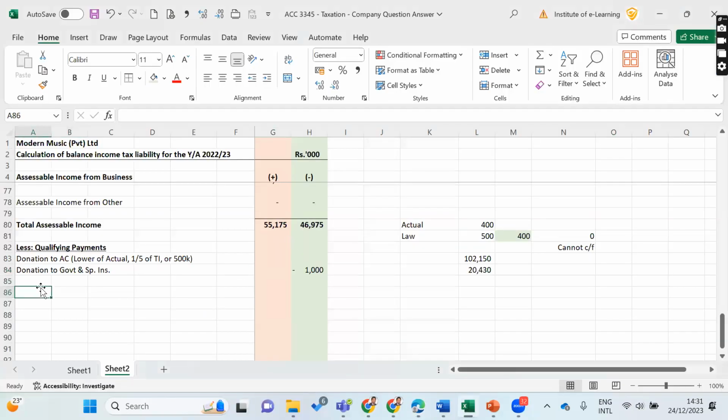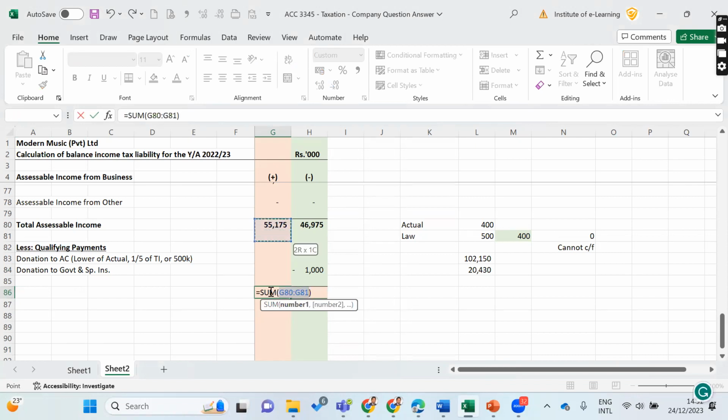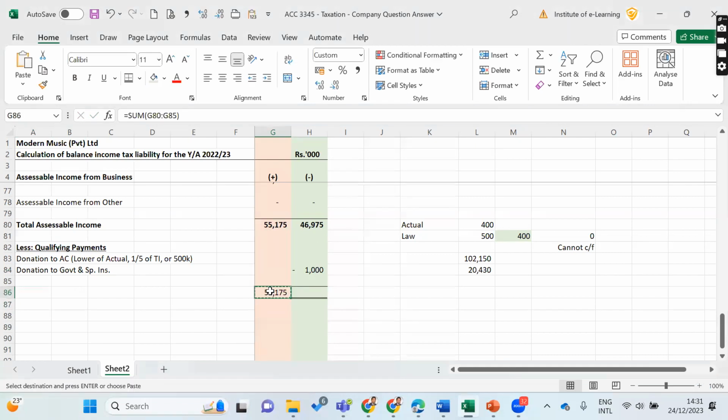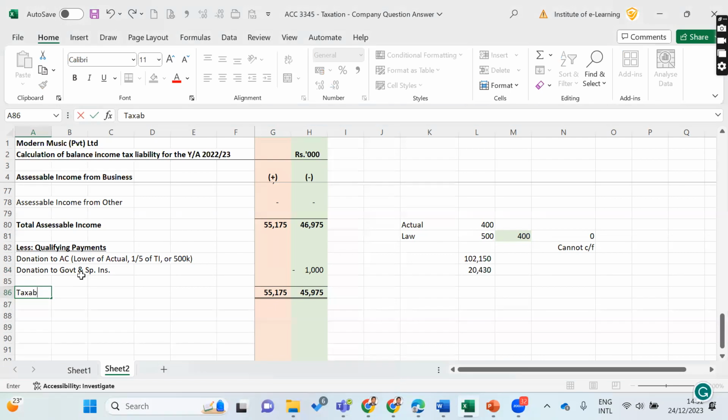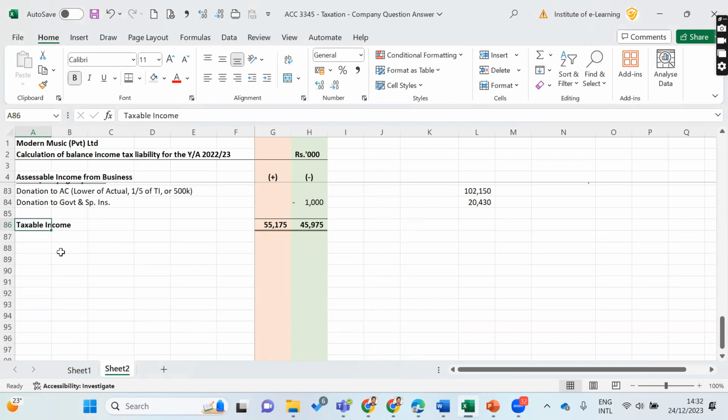Additional things, right? Then after that, we will end up with the assessable income from investment. Then after deducting qualifying payment, we call the final figure taxable income, right? Here we call it taxable income. Very important. After that, I put a double line, because after taking the taxable income, there is no continuation.